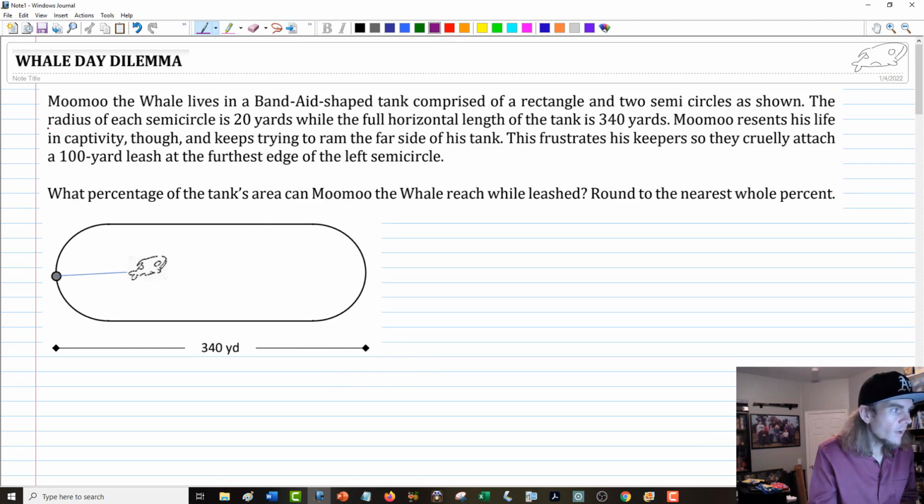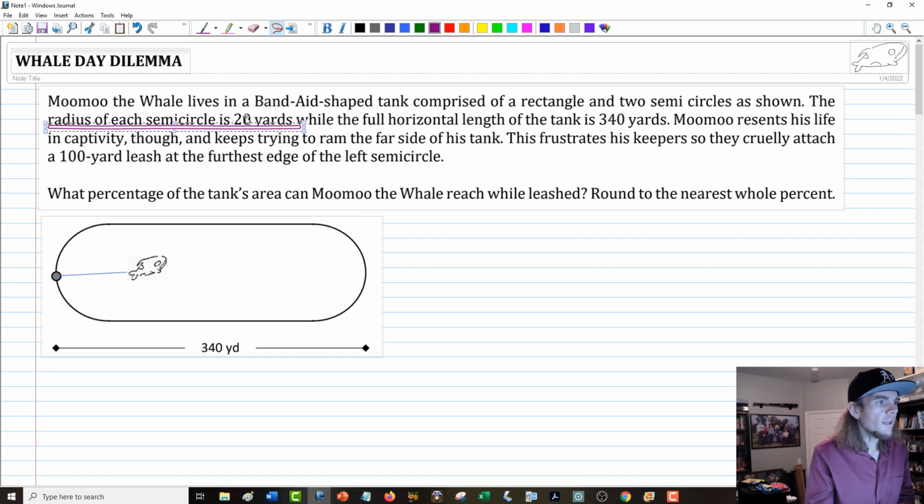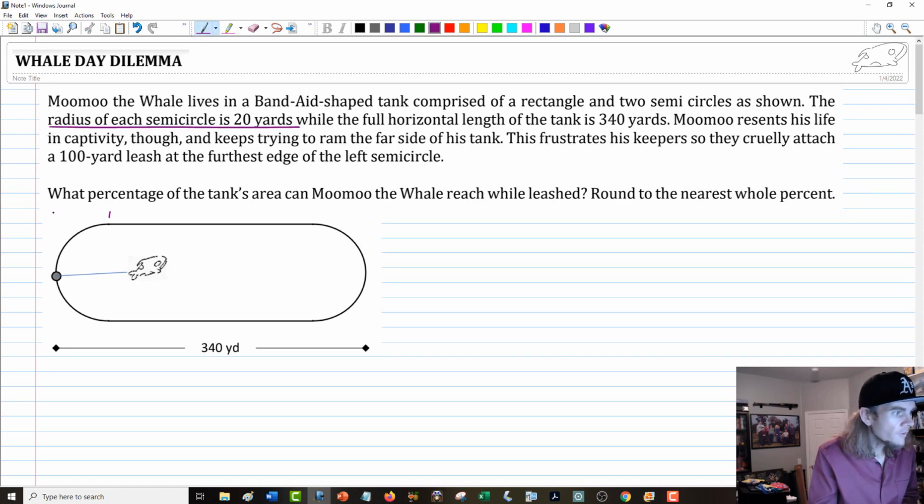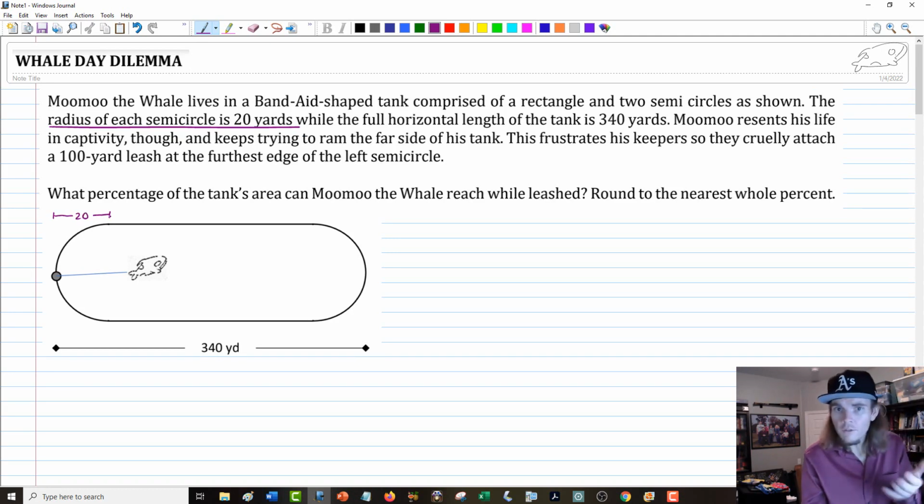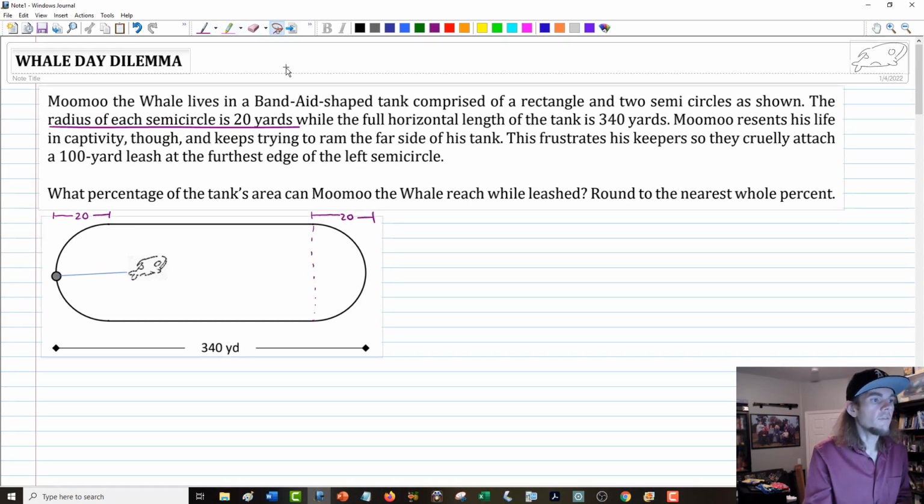The one thing I do want to add, though, just based on this information here, is the fact that the radius of each semicircle is 20 yards. I think that's a pretty valuable thing to mark just because that allows us to get a little bit of extra information. So from there to there, that's going to be 20. I'll assume all measurements are in yards here, just so that it's clear what's happening. And since each semicircle has the exact same measurement of 20 yards for its radius, that actually helps us identify a key dimension of this picture right off the bat.